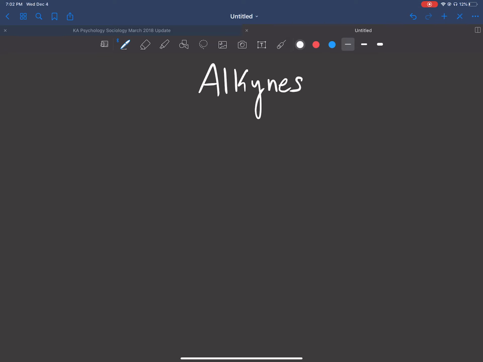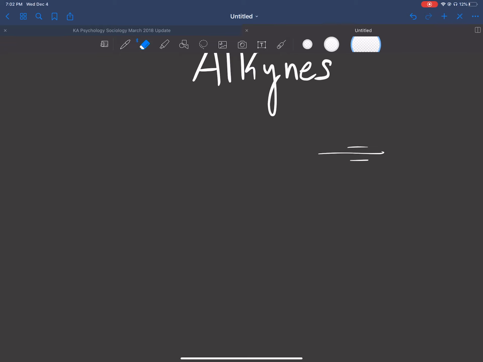So let's say we wanted to synthesize this sort of an alkyne. And again, this stuff could be useful for when you're doing synthesis reactions, stuff like that. So we have this sort of alkyne. Let me just make that easier. So we have here 1, 2, 3, 4. So there are a couple ways that we can synthesize alkynes. So let's say we had this structure right here.